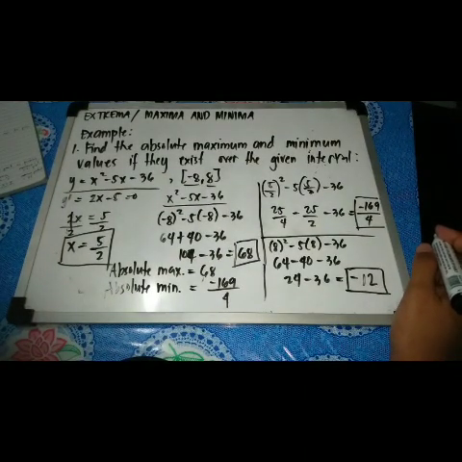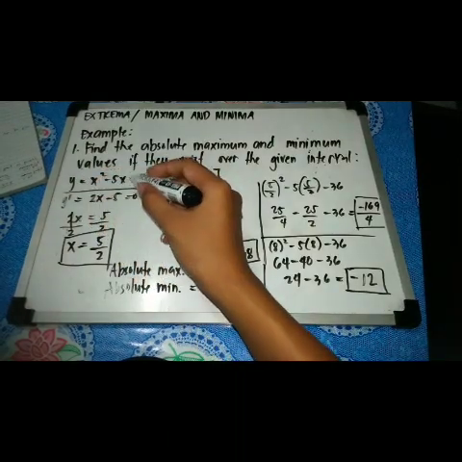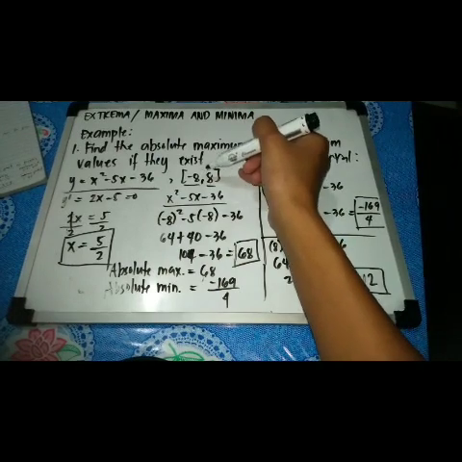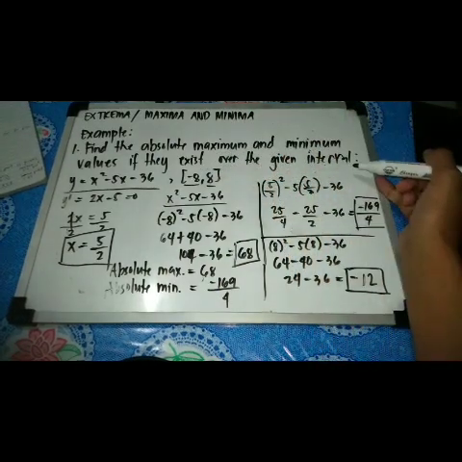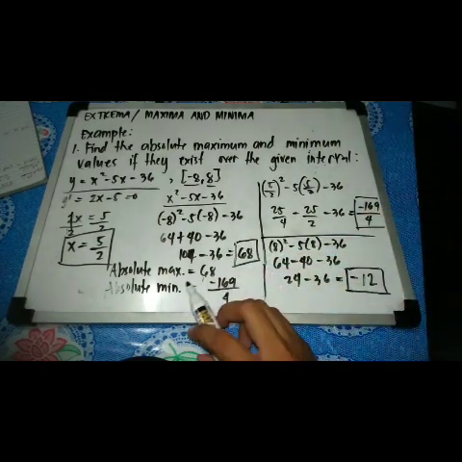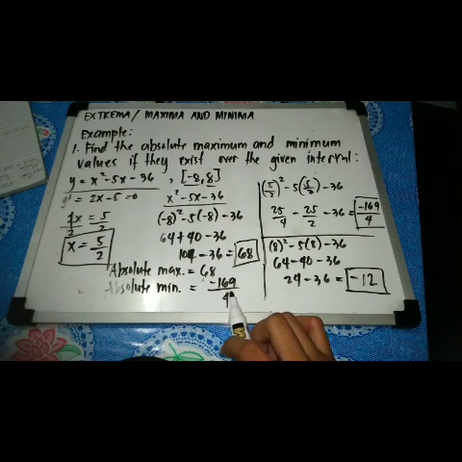Therefore, we can conclude that y is equal to x squared minus 5x minus 36 at the interval of negative 8 and 8 has an absolute maximum and minimum of 68 and negative 169 over 4.